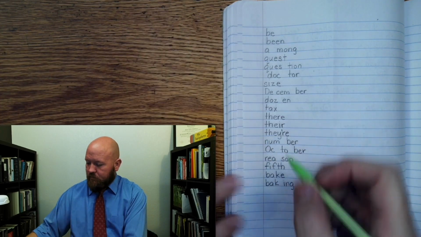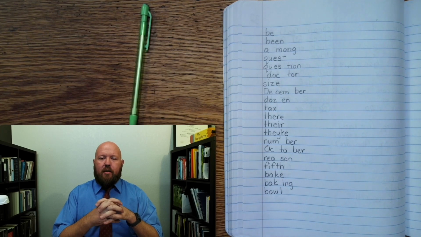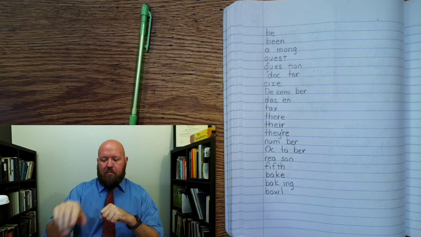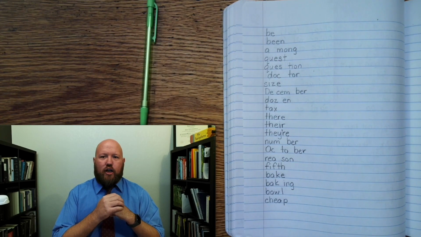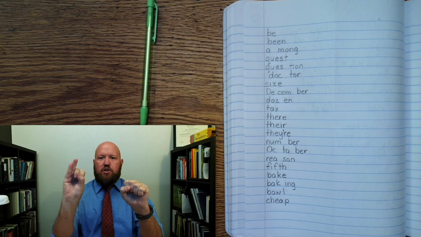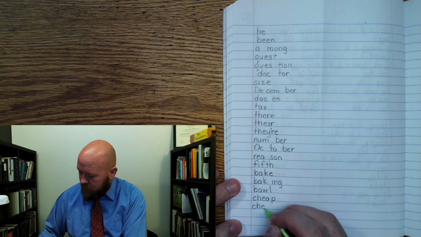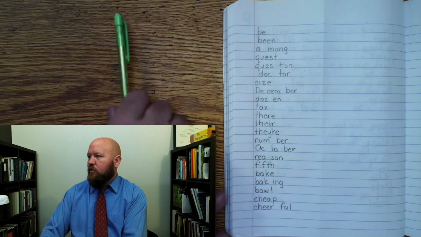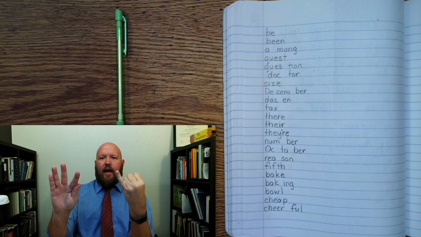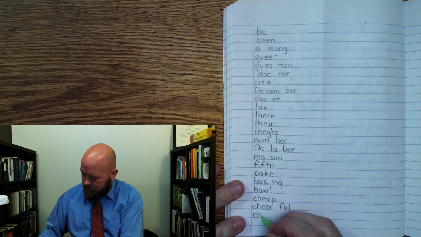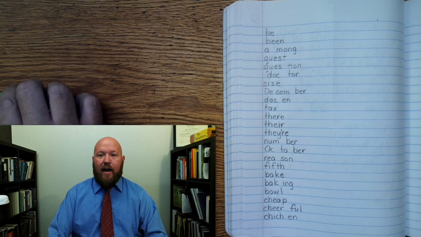B-O-L. Bowl. Next word, cheap. Cheap. C-H-E-P. Cheap. Next word, cheerful. Cheerful. Next word, chicken. Chicken. Chick-en. C-H-I-C-E-N. Chicken.